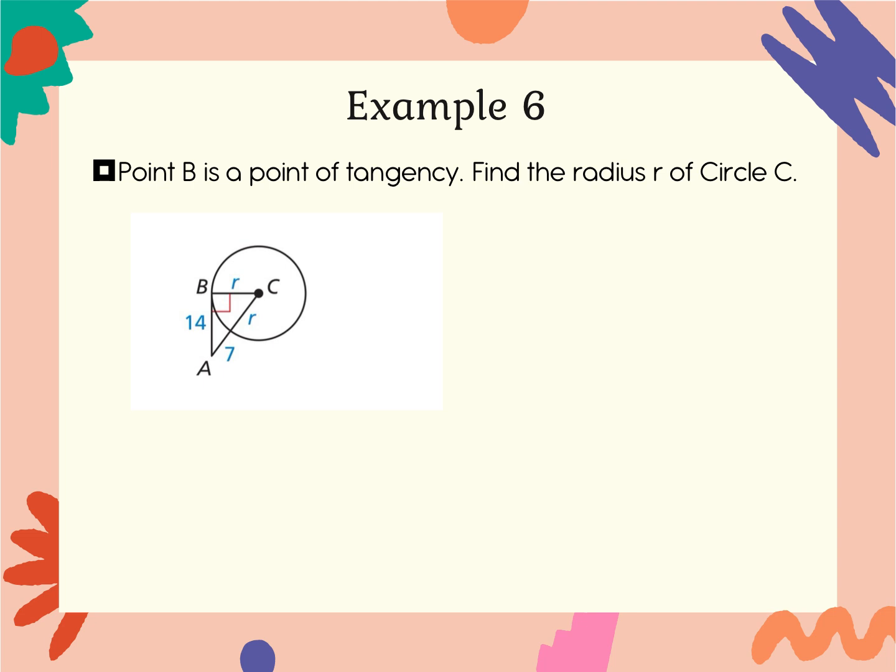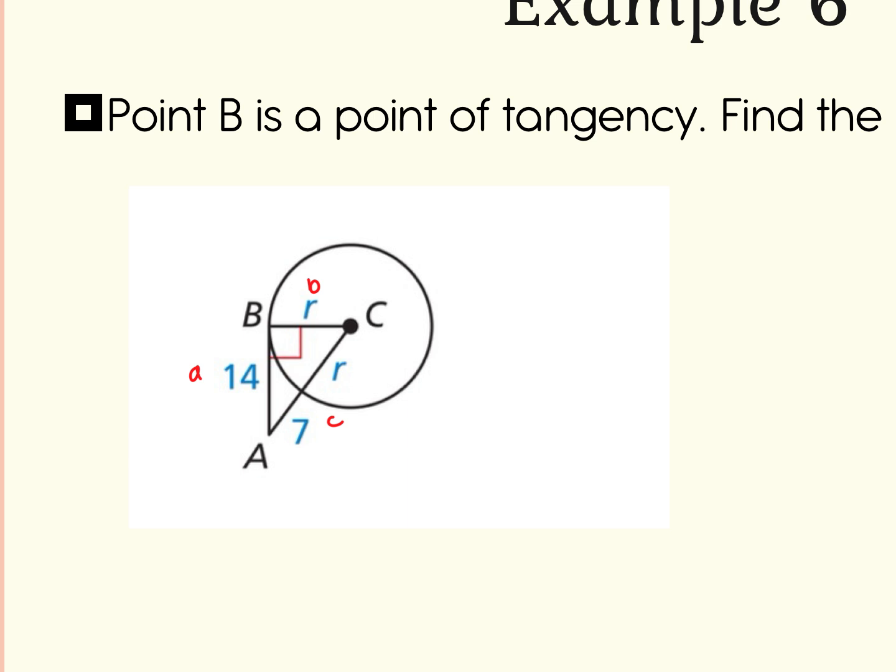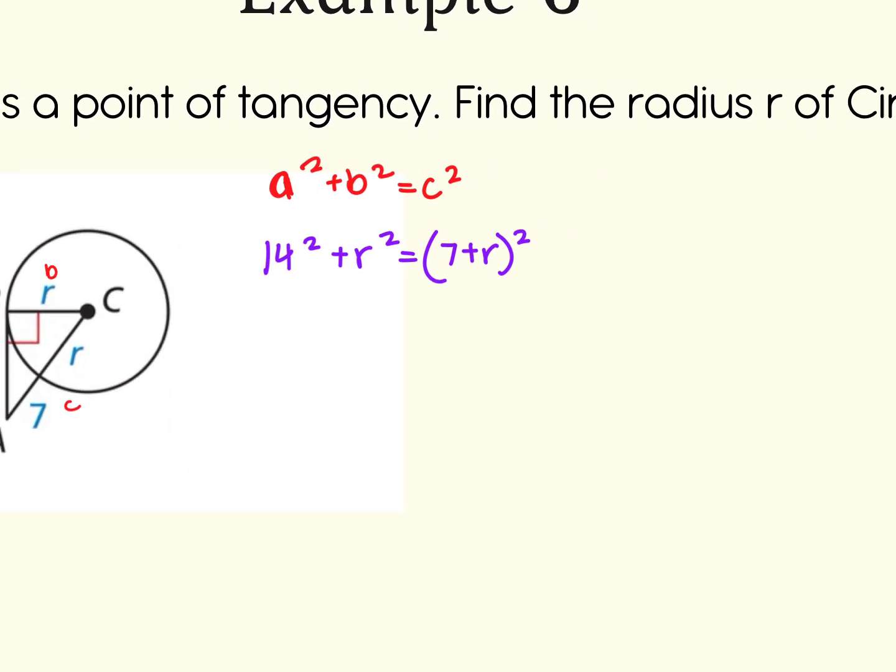Okay, going over this one, checking your work. So I'm using the same method because I have a right triangle. I have my A, I have my B, and I have my C. We could have just switched our A's and our B's. I'm still using the Pythagorean theorem. A squared plus B squared equals C squared. So what do I have? I'm going to have 14 squared plus R squared equals 7 plus R squared. Whether you wrote it as R plus 7 or 7 plus R, it should be the same thing.